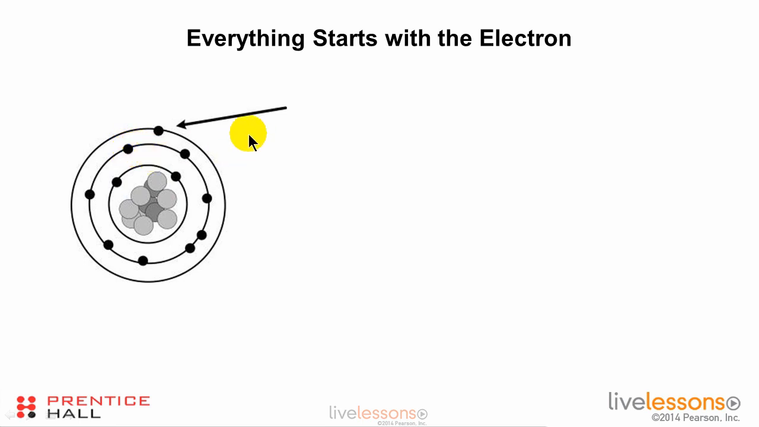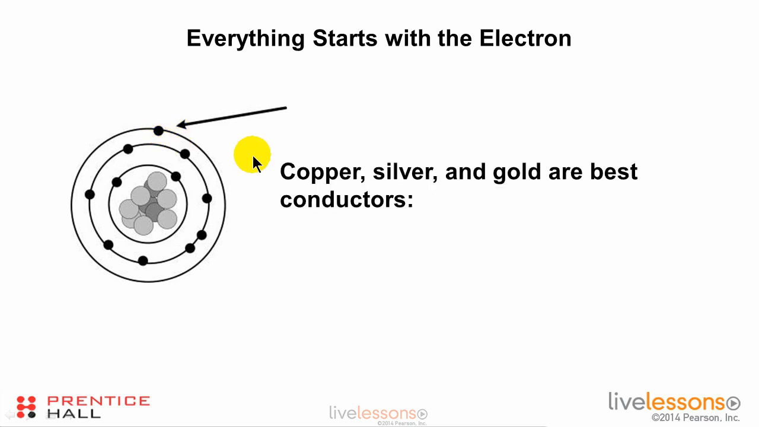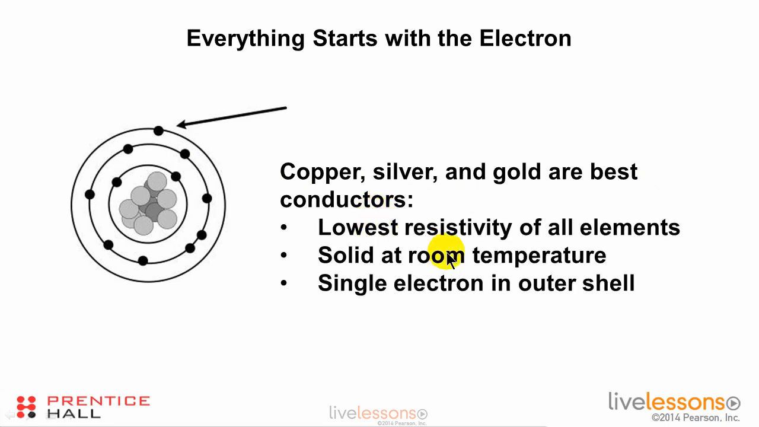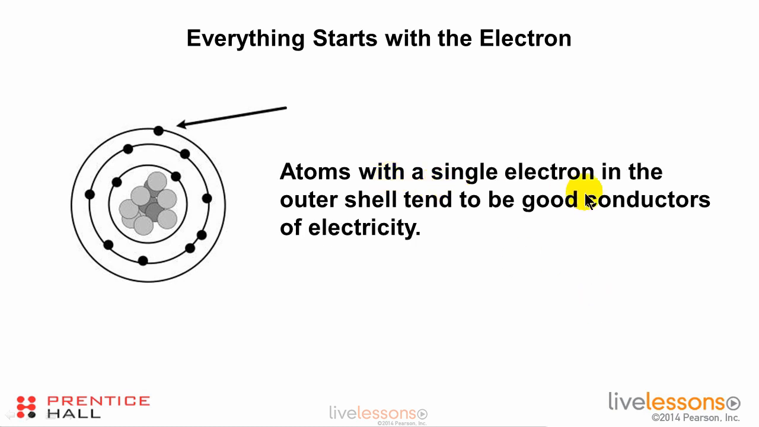Now, what's relevant for us is what the outer shell looks like in an atom. And atoms that have a single electron in their outer shell are good candidates for conducting electricity. We intuitively know that copper, silver, and gold are the best conductors. They have the lowest resistivity of all of the elements. They're solid at room temperature, which makes them convenient to work with, and they all have a single electron in that outer shell. Atoms with a single electron in the outer shell tend to be good conductors.